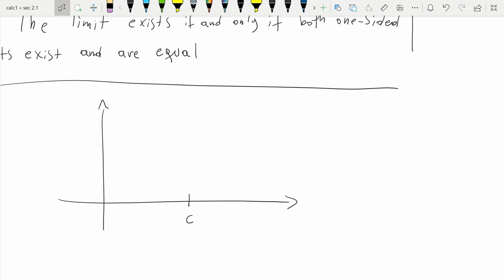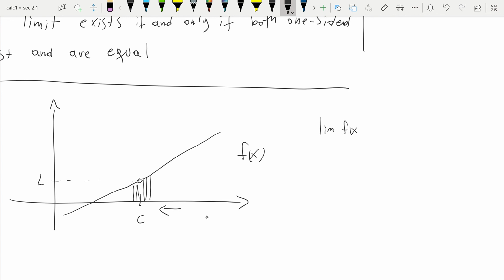This is c, and we have a function. This one may not be defined at the point c. Remember, this is not important. If you forget about the left-hand side for a minute, you see that as x approaches c, the values of f, so this height here, are approaching L. And the same happens when you approach x from the left.